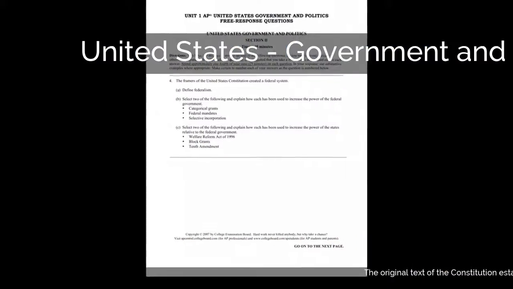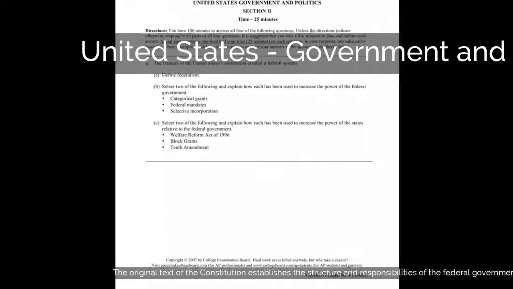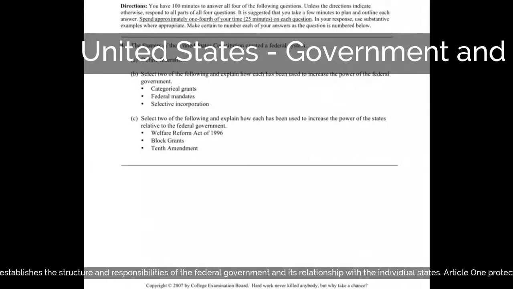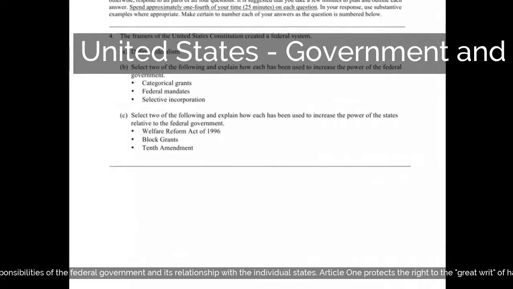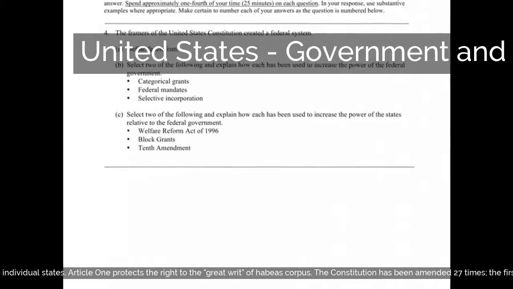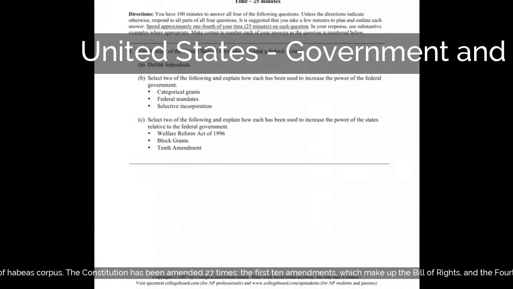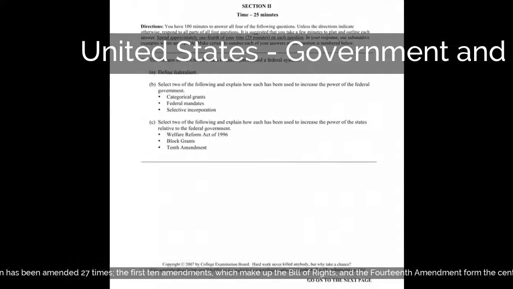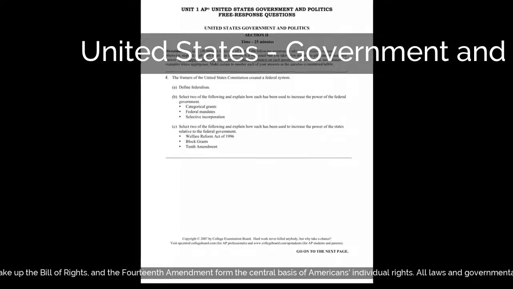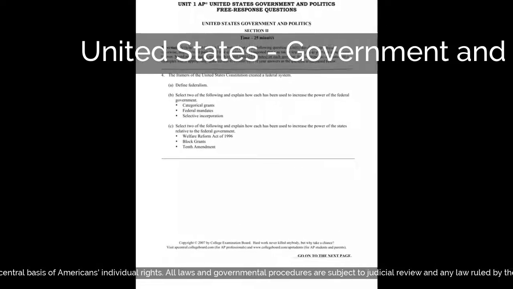The original text of the Constitution establishes the structure and responsibilities of the federal government and its relationship with the individual states. Article 1 protects the right to the great writ of habeas corpus. The Constitution has been amended 27 times. The first 10 amendments, which make up the Bill of Rights, and the 14th Amendment form the central basis of Americans' individual rights. All laws and governmental procedures are subject to judicial review, and any law ruled by the courts to be in violation of the Constitution is voided.